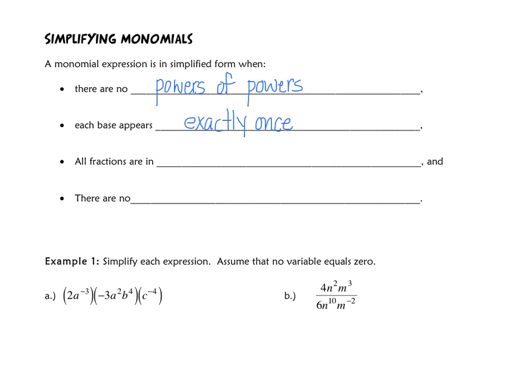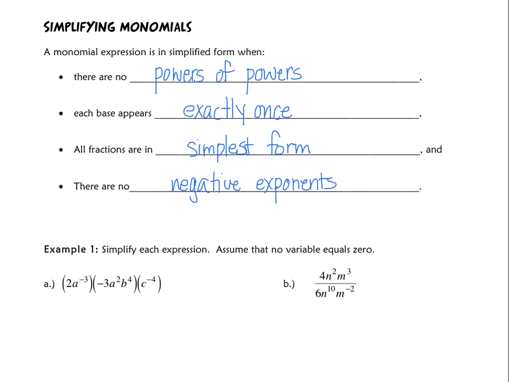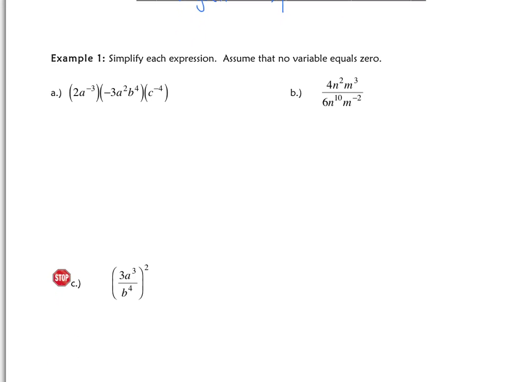So when you have a monomial, you're not going to have x's or y's or a's or the same number in 2 places if it's all a product. All fractions are in simplest form, so reduce them. And there are no negative exponents. Alright, so the rest of this video is going to be about simplifying expressions.